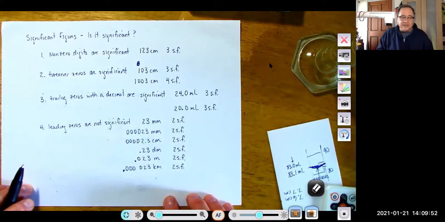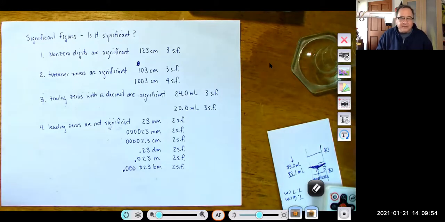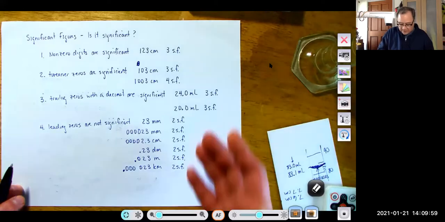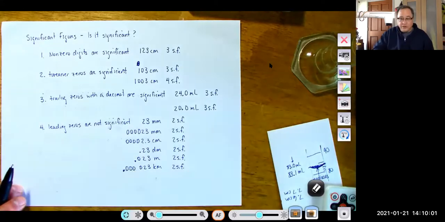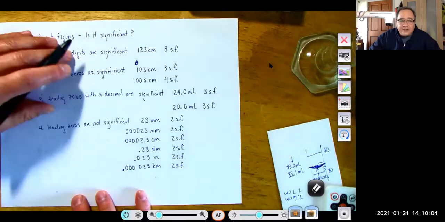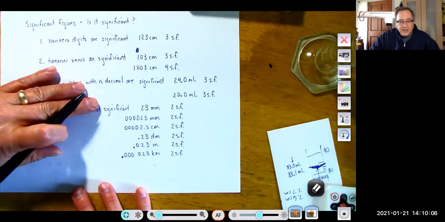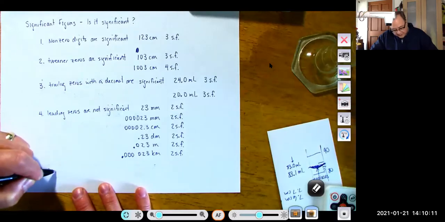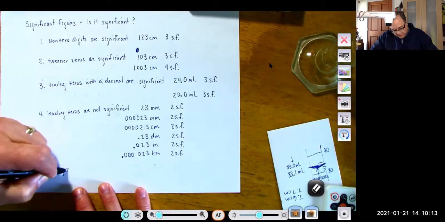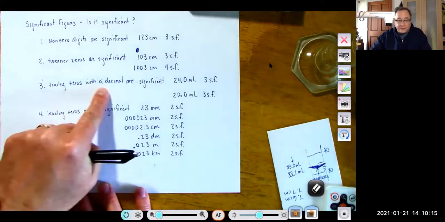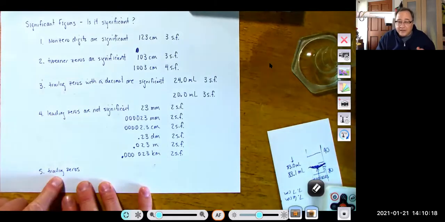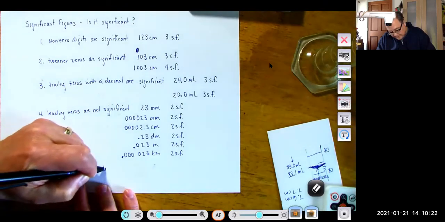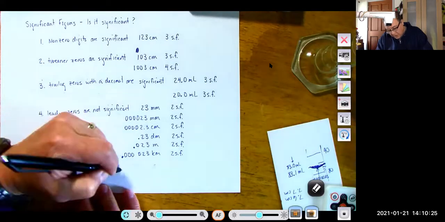So this may be a rule that you may not like, but you still have to be able to apply it. It's a rule that a lot of people don't like because of this. So what's the rule for leading zeros? They're not significant. The last rule is trailing zeros. We've already done trailing zeros with a decimal. So what are we going to do now? Trailing zeros without a decimal are not significant.